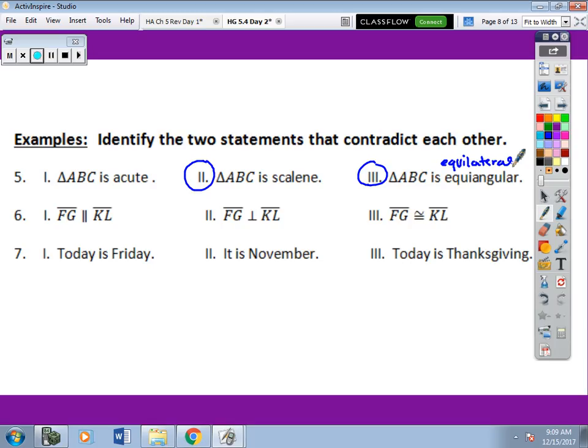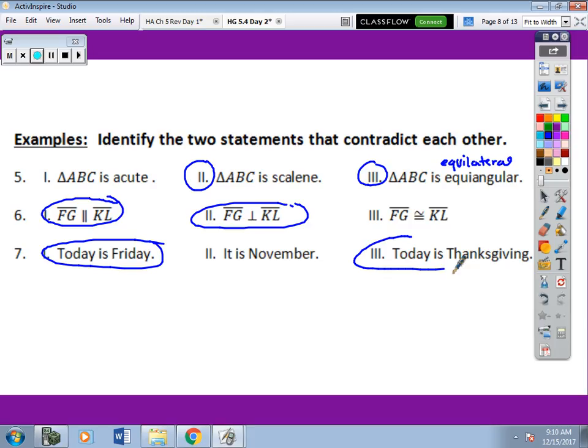FG is parallel to KL, FG is perpendicular to KL, or FG is congruent to KL. FG is parallel to KL and FG is perpendicular to KL. Good, 1 and 2. You cannot be parallel, meaning you don't intersect, and be perpendicular, which means you intersect at one right angle, at the same time. And then, how about number 7? Today is Friday, it is November, today is Thanksgiving. Justin? Today is Friday and today is Thanksgiving. Good. Thanksgiving always occurs on a Thursday, so those would contradict one another.